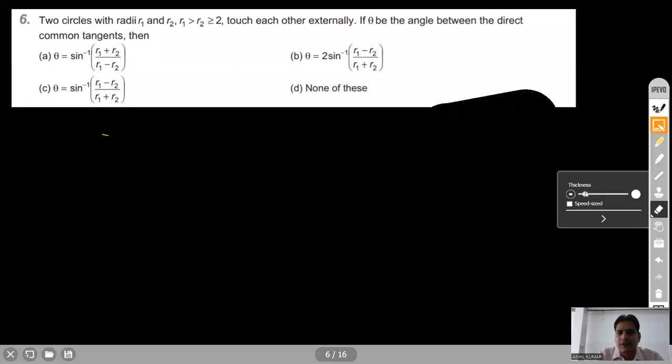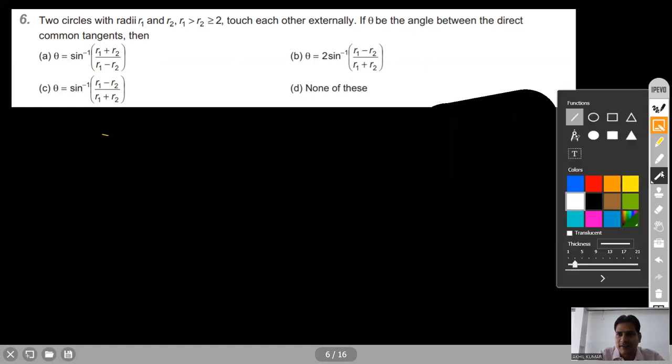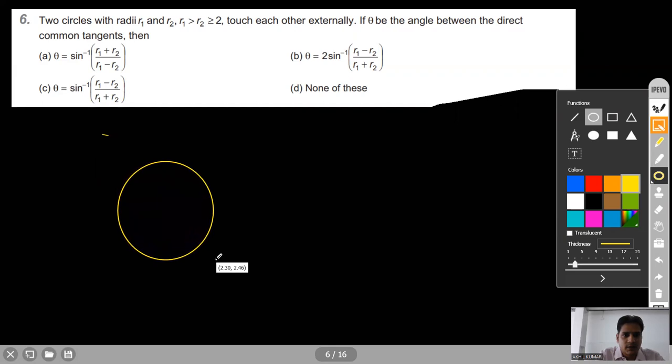I didn't go through the question. I went on drawing the circles and direct common tangent. So this was the mistake. But actually, both these circles are touching each other externally. So this will be the case. This will be our first circle.